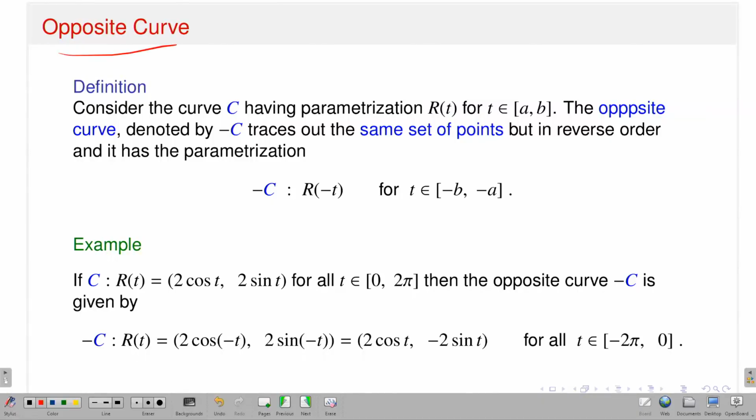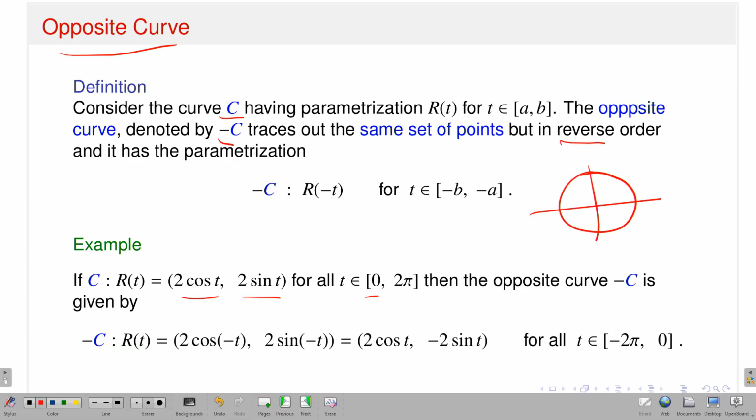So, as I said, suppose the opposite curve. If C is the given curve with the parameterization, say r of t, then minus C, as I said, traces out the same set of points, but in the reverse order. Okay, so look at this example. Suppose C is r(t) = (2 cos t, 2 sin t), that means it is a circle of radius 2.